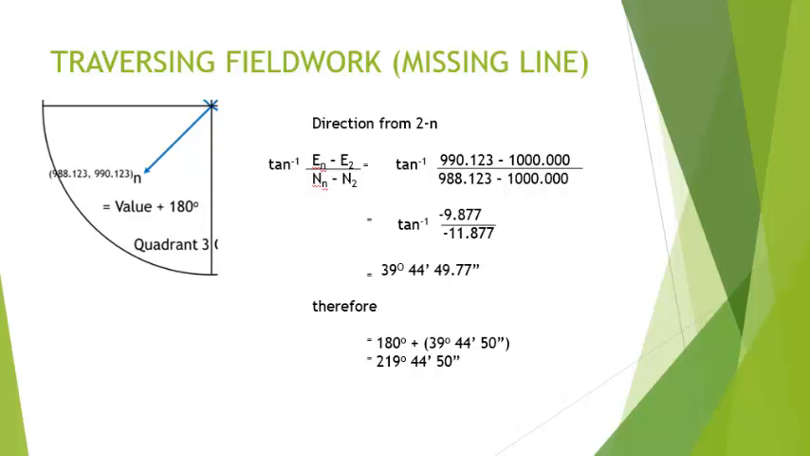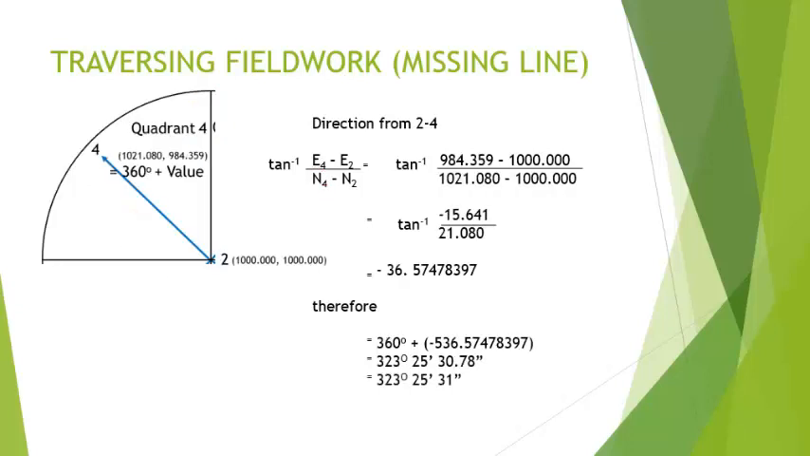Next, station 2 to station N, which is outside of our traverse network, the rule is the same. The value is added with 180 degrees.